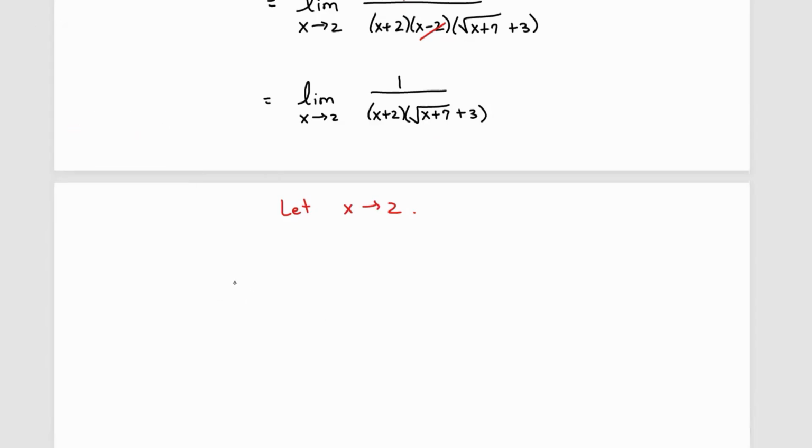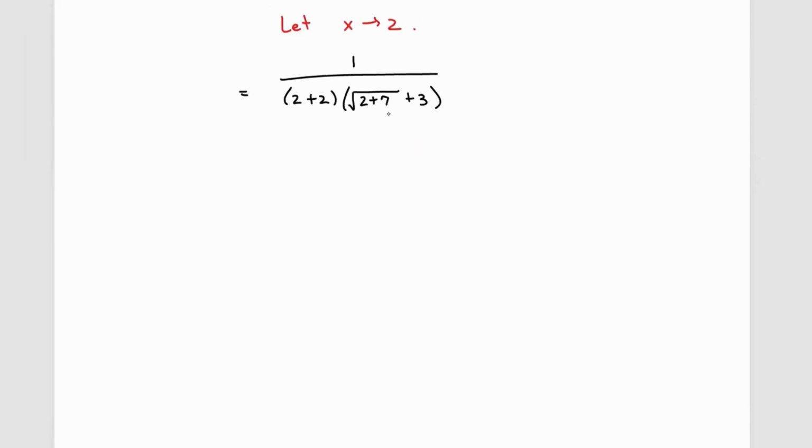This time I'm going to write it in black because I know that we've done everything we need to. So I have my 1 in the numerator, and then I have a 2 plus 2 in the denominator, and then a square root of 2 plus 7 plus 3. It seems I found my answer, right? This isn't going to be indeterminate. We're going to get a nice actual value here. So I'll get a 4 when I do 2 plus 2, and then a 6 when I do 3 plus 3. And so the limit is 1 over 24.